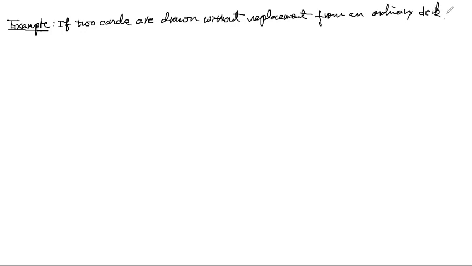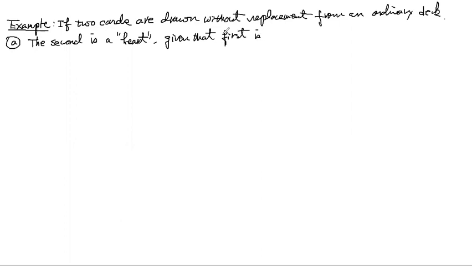Then we want to find the following probabilities here. The problem here: I want to find the probability that the second one is red, is a heart, given that the first one is a heart. Okay, given that the first one is a heart.